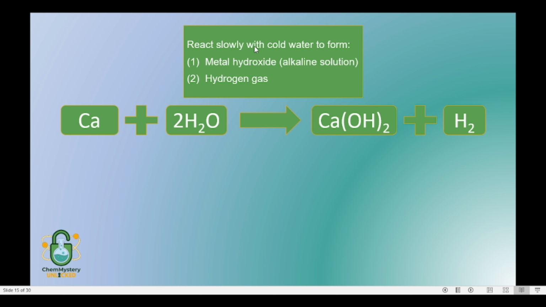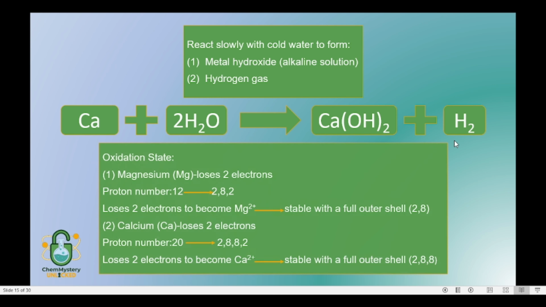React slowly with cold water to form metal hydroxide and hydrogen gas. As we discussed earlier, whenever a metal reacts with water, it forms two products: metal hydroxide, and hydrogen gas is released. As you can see, calcium reacts with water to form two products, calcium hydroxide plus hydrogen gas. Now let's move on to the oxidation state.